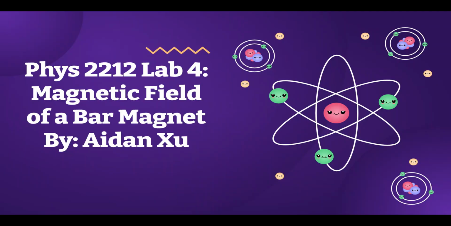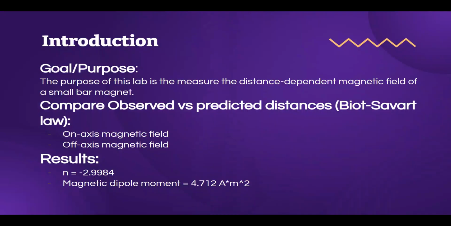We got lab for magnetic fields of a bar magnet. Let's get started. What is this lab all about? So the main purpose of this lab is to measure the distance-dependent magnetic field of a small bar magnet and then to compare observed versus predicted distances of the on-axis and off-axis magnetic fields that will be derived from the Biot-Savart law. For the predicted distances, as always, we're going to be using GlowScript as our computational model, and here is just a quick preview of the results.